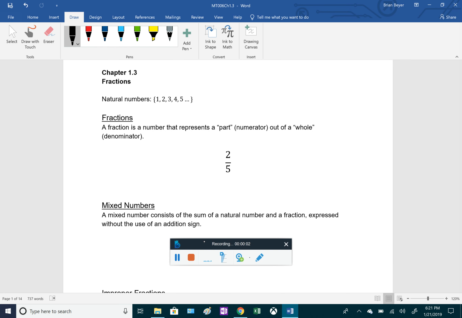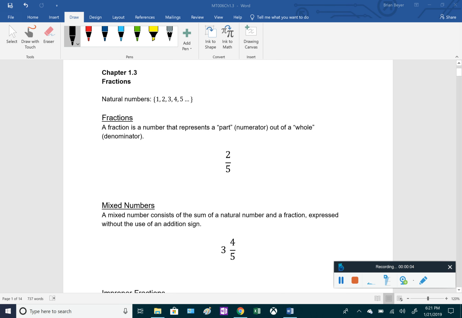Chapter 1.3 is fractions. Before we get into fractions, I just want to mention what the set of natural numbers are because we'll be referring to those throughout the section. The set of natural numbers are counting numbers. They're just the positive integers. So natural numbers are just 1, 2, 3, 4, 5, 6, 7, and so on.